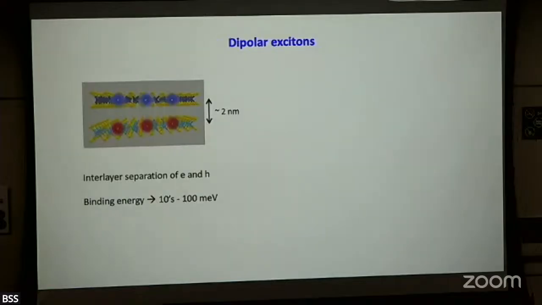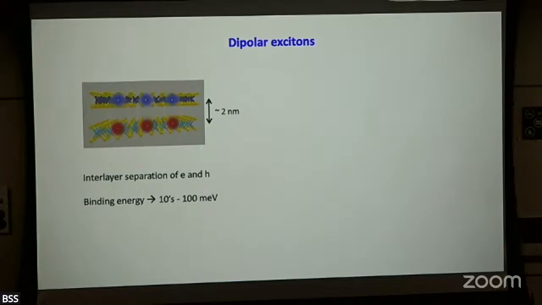And this is why we put the electron in one layer and the hole in the other layer, with some dielectric spacer, typically on the order of 2 nanometers. This 2 nanometers is chosen so that the electron-hole binding is still sufficient, still pretty big, but on the other hand, you kill radiative recombination and even tunneling between the 2 layers. So this is kind of the optimal distance between the 2 layers.